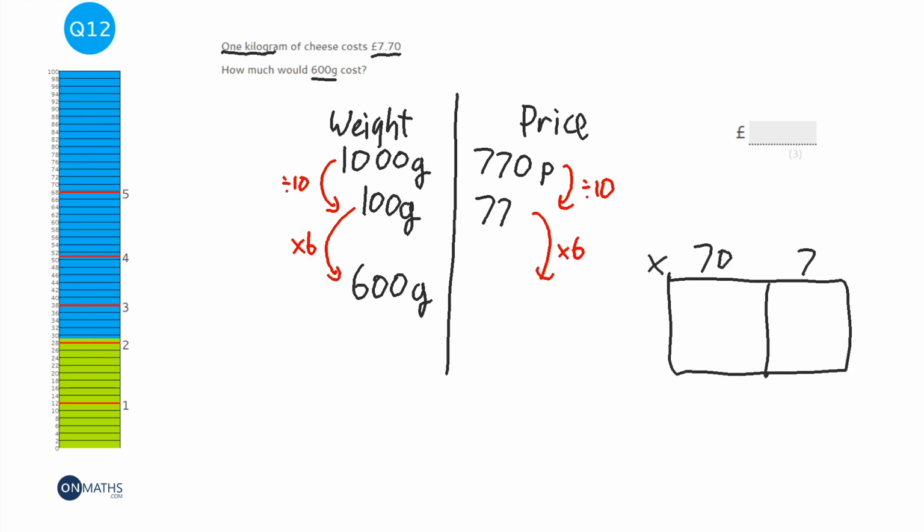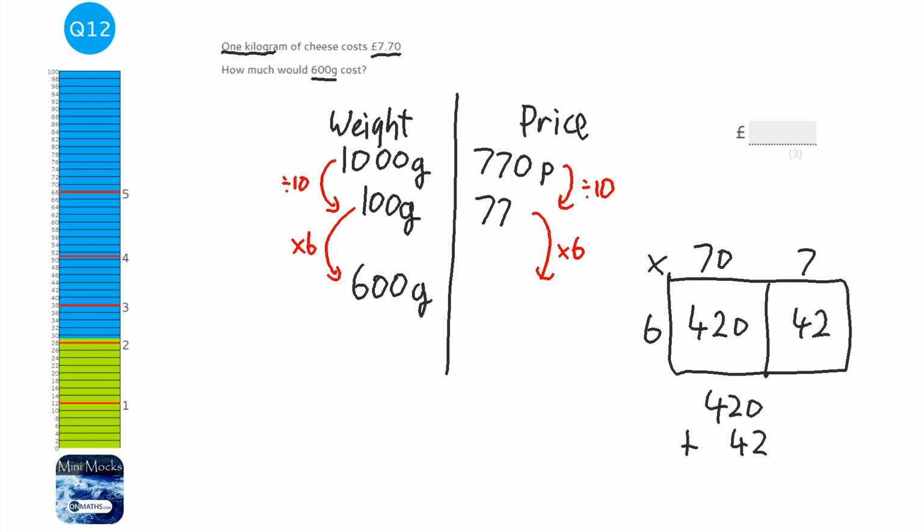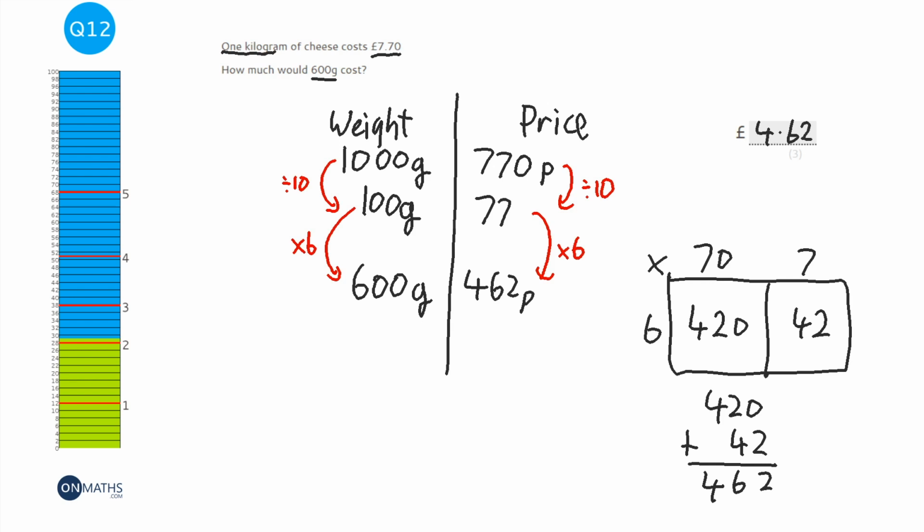So we've got 77 times 6. 6 times 7 is 42. Add a 0. 6 times 7 is 42. Add them together. Probably don't need to do this, but anyway, I'll do it anyway. 264. So it's 462 pence, but in pounds it would be £4.62. Last thing, just check it makes sense. Well, we've got just over half, so therefore the price is just over half. So it looks good to me.